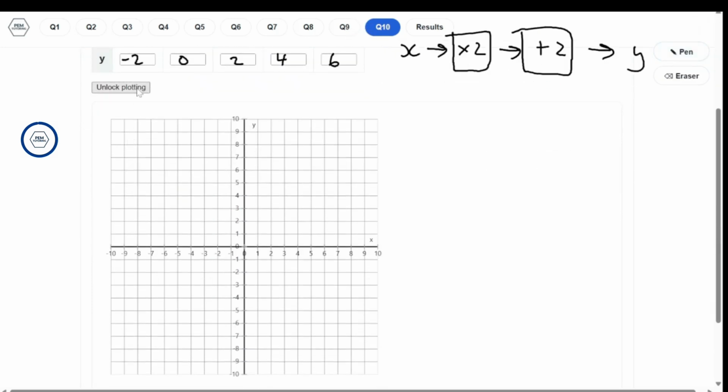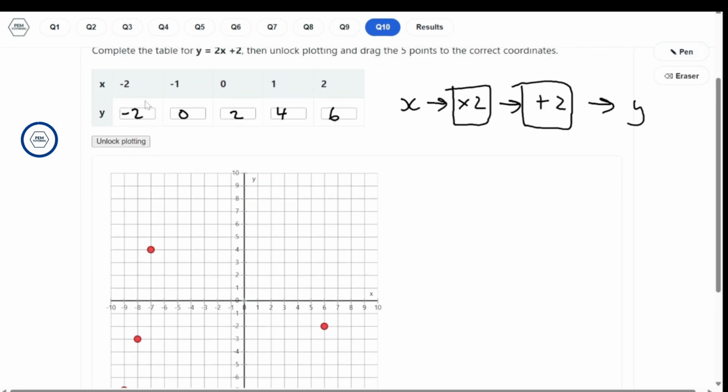If we click unlock plot in here, we have these points to plot. The first point we have is minus 2, minus 2. You always go along the x first and then along the y. So that's minus 2, minus 2. We then have minus 1, 0. So we go to minus 1 and 0 just means we're not moving up or down. That's 0 on the y. We then have 0, 2. So you go to the 0 position and then up 2.